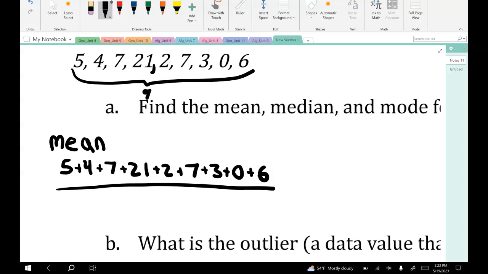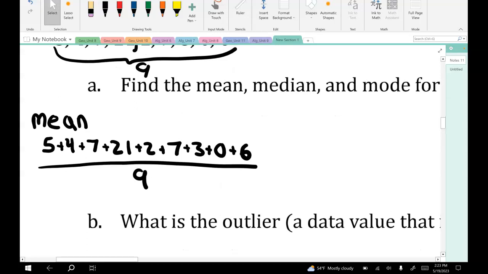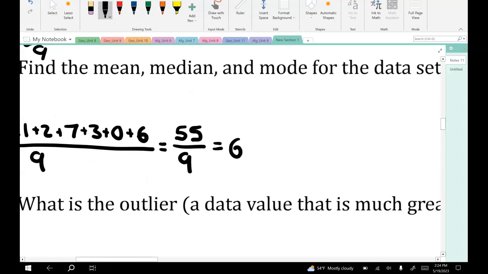Altogether, we recorded over 9 weeks. So we divide our sum by the number of values we have. So that value is 9. We add up all of our numbers on top and we get 55. And we divide that by 9. So 55 divided by 9 will get you 6.1. So on average, Dr. Johnson roller skates 6.1 hours per week. That is one of our measures of center.